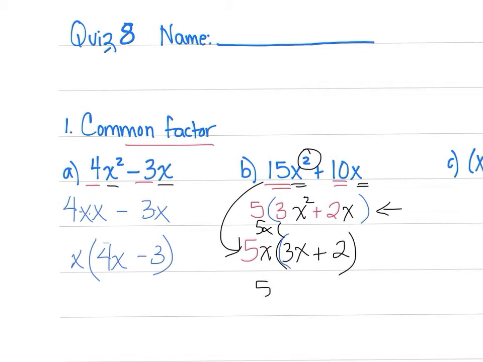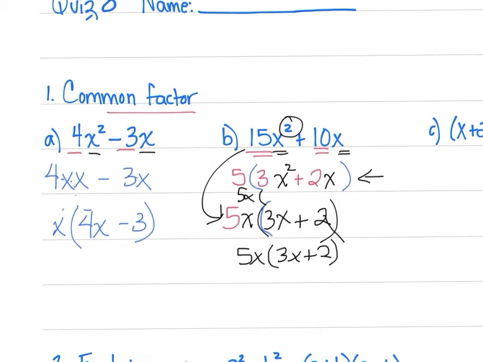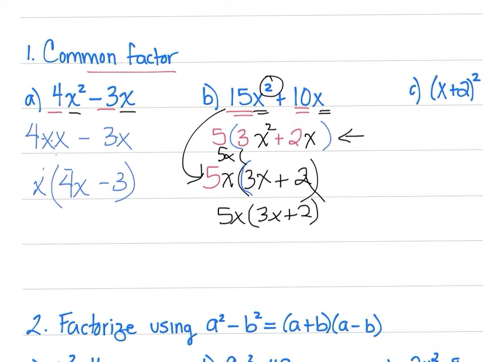Now, this is what you have as your final answer. The way to check these, and it's important that you know how to check them, is to take your answer and to distribute out and solve it. So let's distribute this out. 5x times 3x is 15x squared. 5x times 2 is 10x. Hey, that works. So this is my answer. Next.